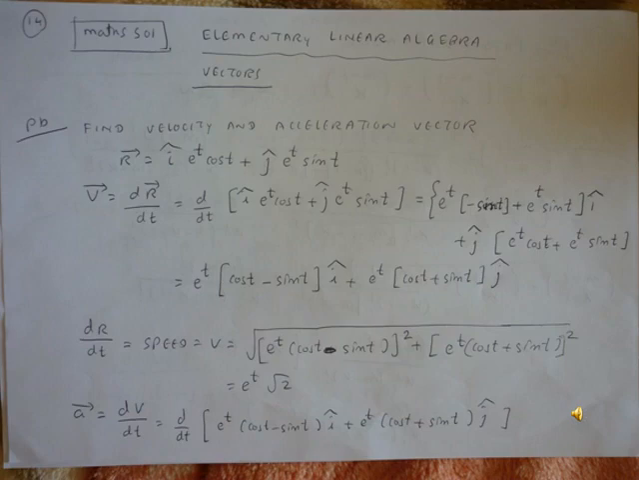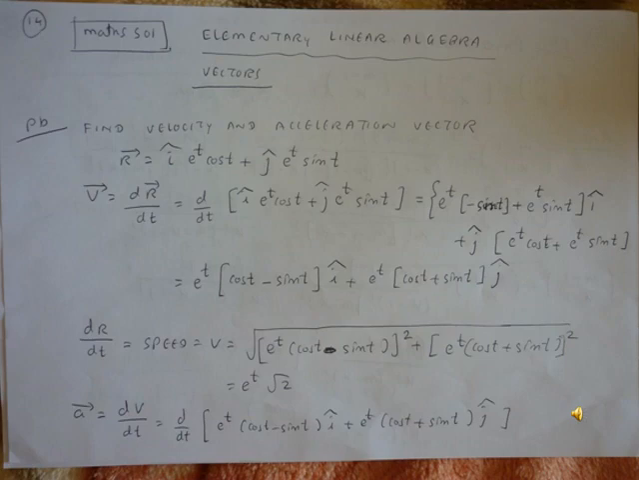So v is equal to dr/dt, which is d/dt of vector i e^t cos t plus vector j e^t sin t. As we differentiate the vector i term e^t cos t, we get e^t (minus sin t) plus e^t cos t, along with the vector i. And we differentiate the vector j term e^t sin t, which gives e^t cos t plus e^t sin t. Then we simplify: e^t (cos t minus sin t) vector i plus e^t (cos t plus sin t) vector j. So this is the velocity vector.